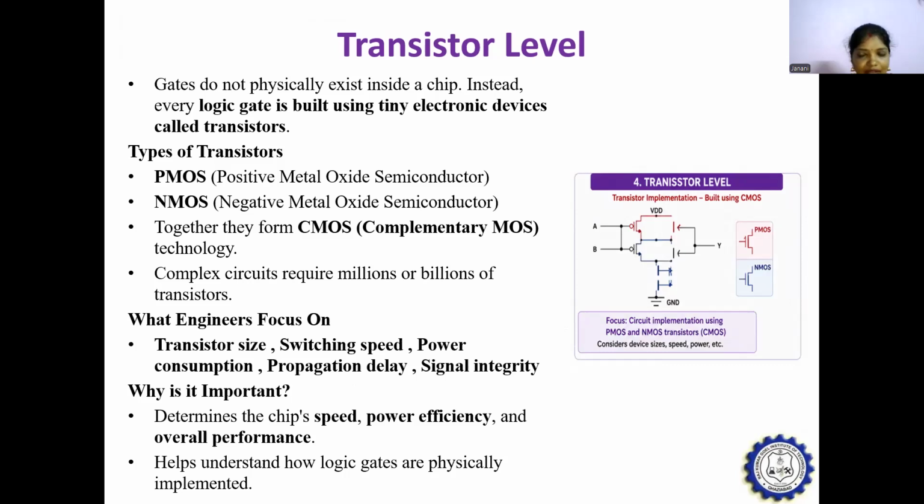The next one is the transistor level. If you take any chip, it does not physically contain gates. Instead, these logic gates are built using tiny devices called transistors. Generally we use CMOS transistors, which are a combination of PMOS and NMOS. All complex circuits require millions and billions of transistors. At this transistor level, the engineer mainly focuses on the size of transistors and the switching speed of transistors, that is the on and off time period, then the power consumption, the propagation delay, and signal integrity.